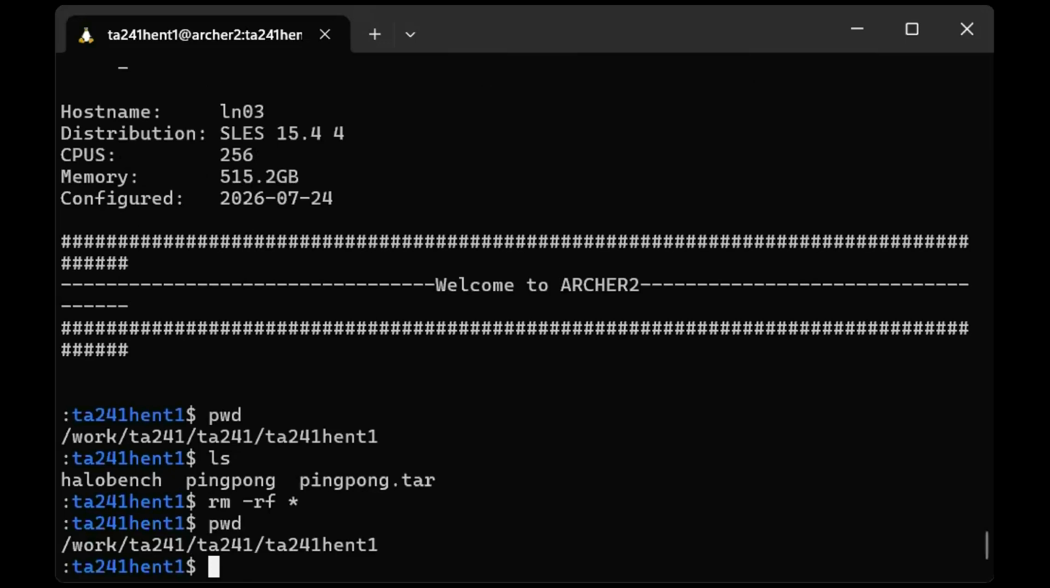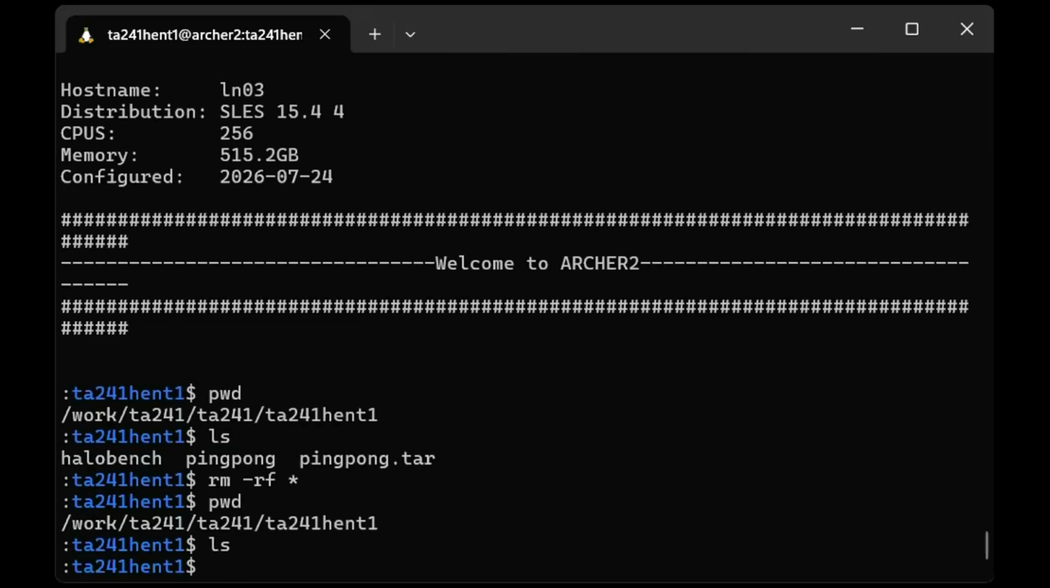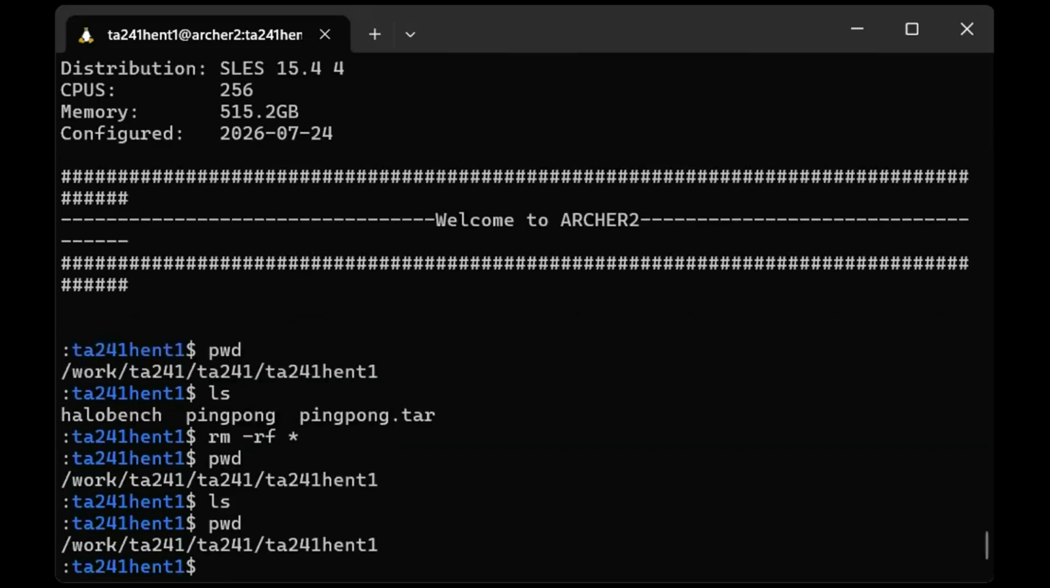You won't have that. I'm a completely clean account, but as ever on ARCHER2, you have to be in the work file system. So you have to cd to your work file system. Let us now see if I can. I would recommend that the way you get this is you just wget the file, and this should work.